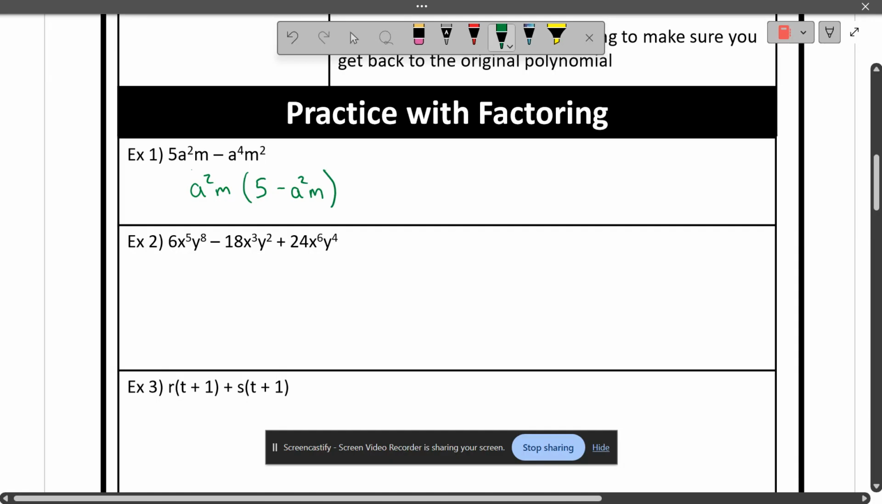On the second one, 6, 18, and 24, all divisible by 6. Our x cubed is our greatest common factor with our x variables, and our y squared is our greatest common factor with our y variable. We'll then subtract off what we have remaining. So x squared y to the 6th minus 3 plus 4 x to the 3rd y squared.